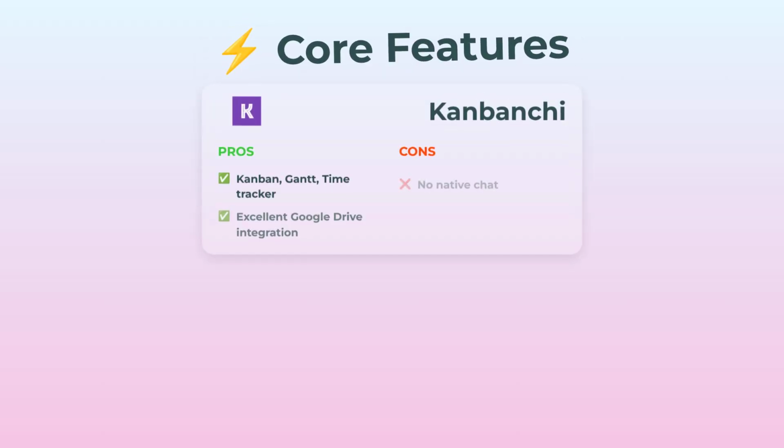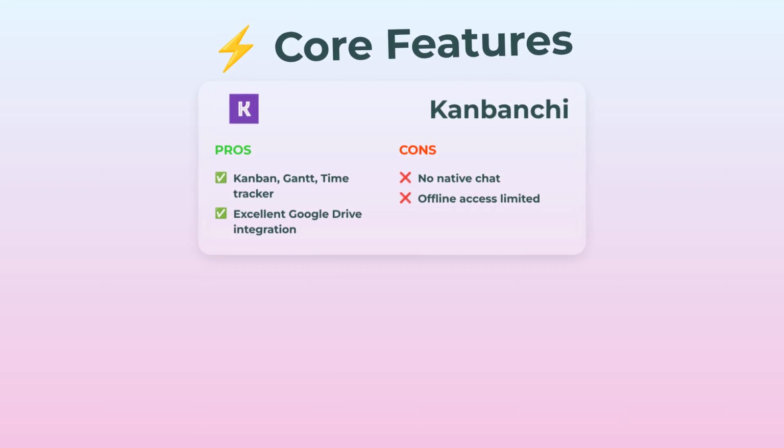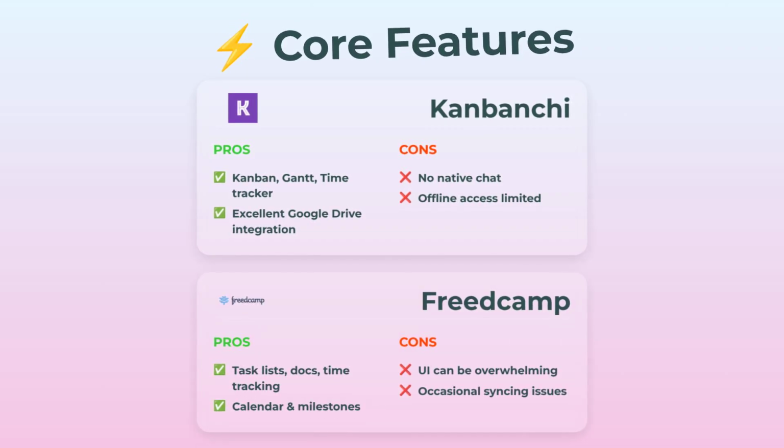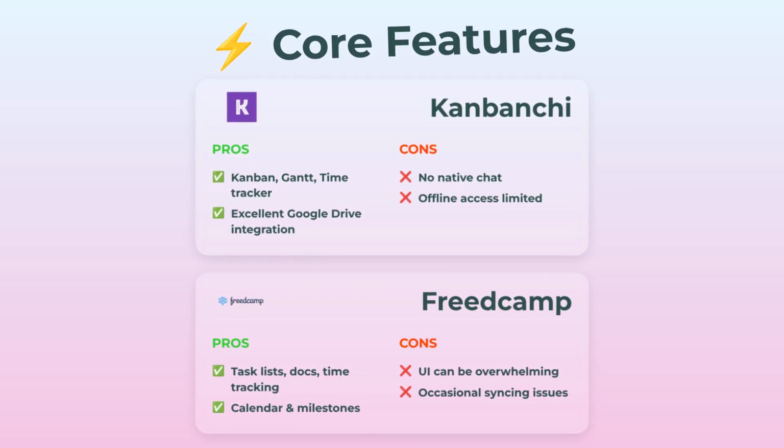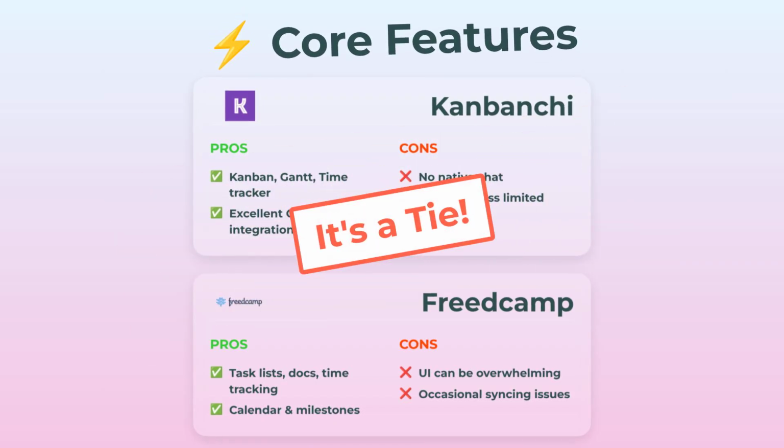Let's chat features, because honestly, isn't that what matters most day to day? Kanbanchi gives you Kanban boards, Gantt charts, time tracking, and oh, here's something cool, really tight integration with Google Drive. The weak spots: no built-in chat, and don't expect offline miracles. Freecamp meanwhile goes the task lists and docs route. They toss in milestones, calendars, and time tracking too. The UI can get a bit busy, and sometimes syncing is, well, not instant. Overall, I'd say it's pretty much neck and neck here, both strong, but focused differently.